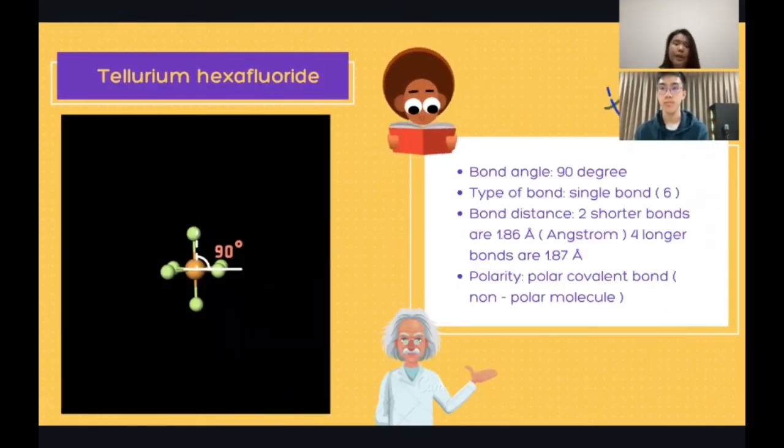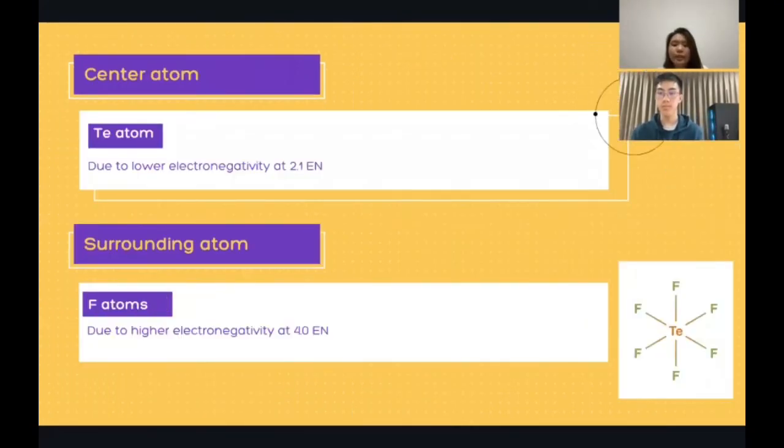Next, you can see from the picture at the left that tellurium hexafluoride has an octahedral structure with a bonding angle of 90 degrees. It has 6 single bonds where 2 of the 6 single bonds are a little bit shorter at 1.86 angstrom, and the other 4 are at 1.87 angstrom. For the polarity, the bonding of tellurium hexafluoride is polar covalent, but the molecule is non-polar.